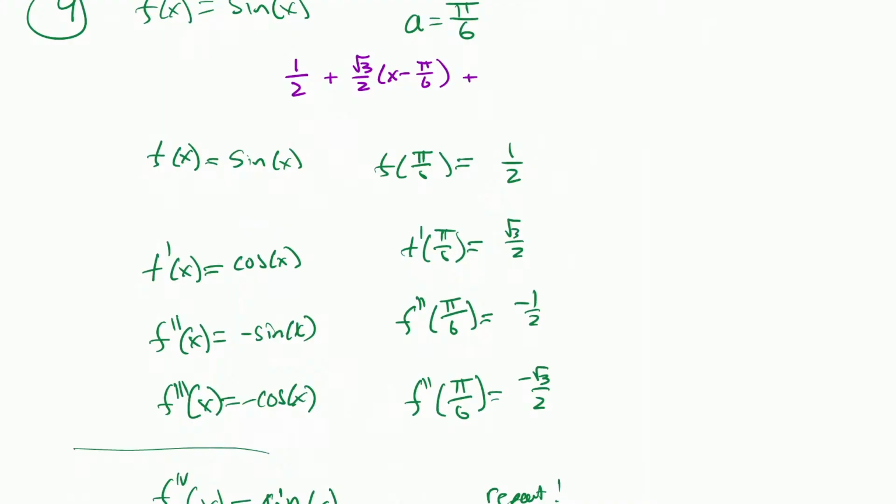Then you take the second derivative over 2 factorial times x minus the point squared. And then the third derivative over 3 factorial times x minus pi over 6 cubed. And of course, this repeats.